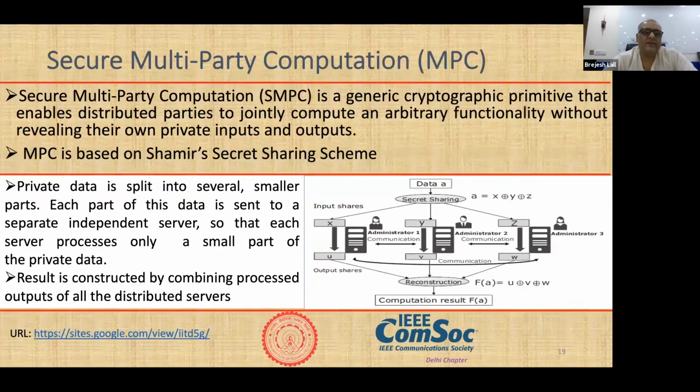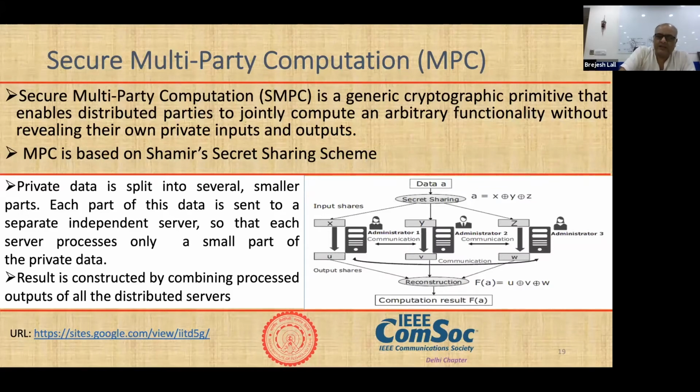And then there is secure multi-party computation. This goes a step further from federated learning. Not only do you do multi-party computation, but you also encrypt. So what is happening here is that private data is split into several smaller parts, and each part is sent to a separate independent server, and each server processes only a small amount of data, and all of this information is encrypted. So there's a second level of privacy or protection that is provided.